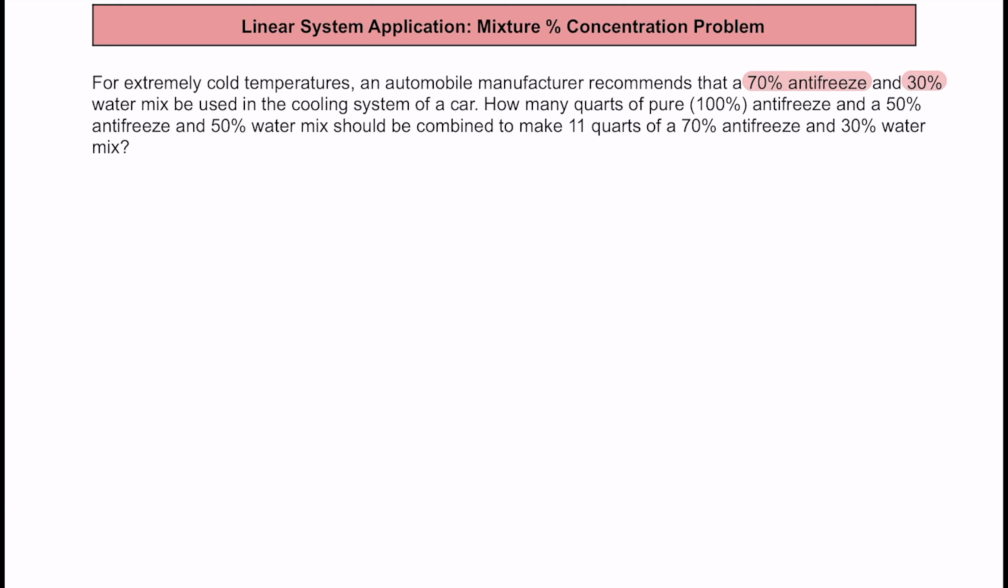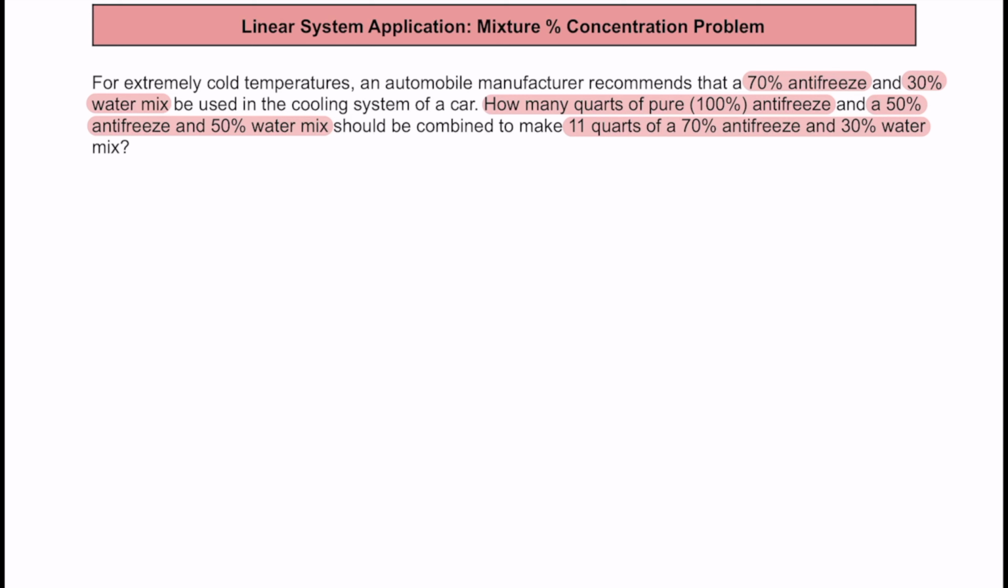be used for the cooling system for a car. The question is how many quarts of pure 100% antifreeze mixed with a mixture of something that is 50% antifreeze and 50% water should be combined to make a total of 11 quarts that is 70% antifreeze and 30% water.